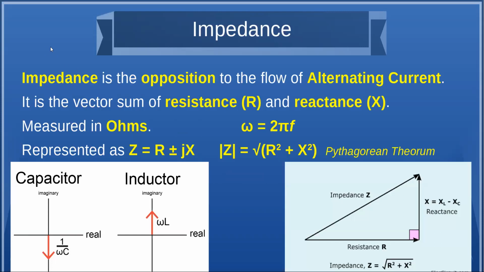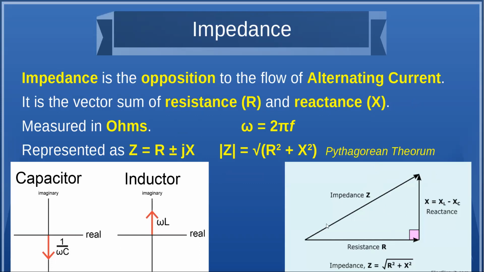Okay, impedance, the opposition to the flow of alternating current. So it turns out it's the vector sum of the resistance, which is the opposition to DC current, and the reactance, which is the opposition to AC by an inductor or a capacitor.